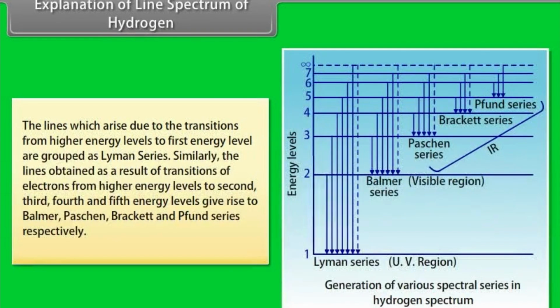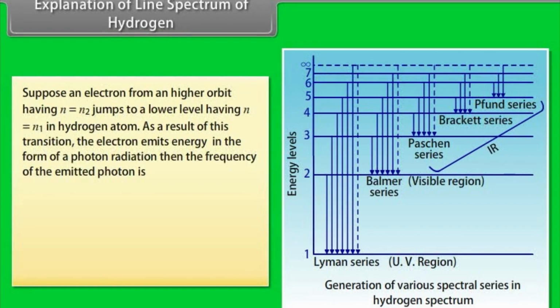The lines which arise due to the transitions from high energy levels to the first energy level are grouped as Lyman series. Similarly, the lines obtained as a result of transitions of electrons from high energy levels to second, third, fourth and fifth energy levels give rise to Balmer, Paschen, Brackett and Pfund series respectively.